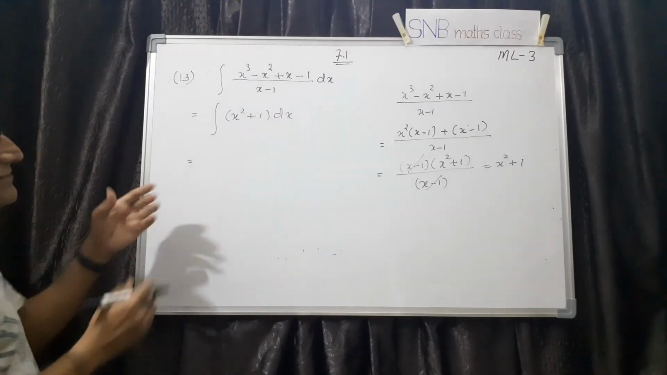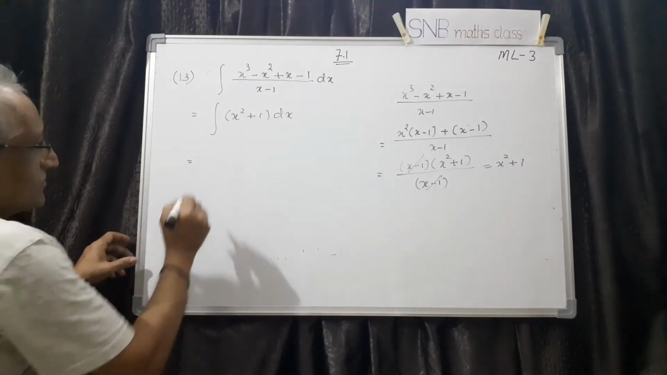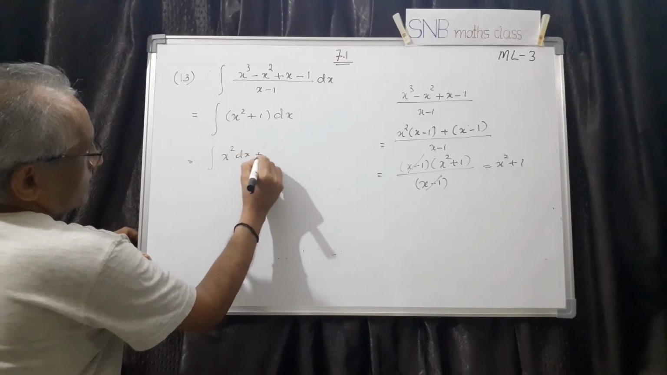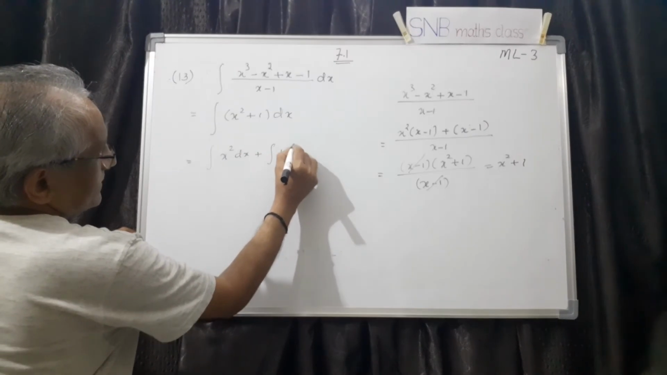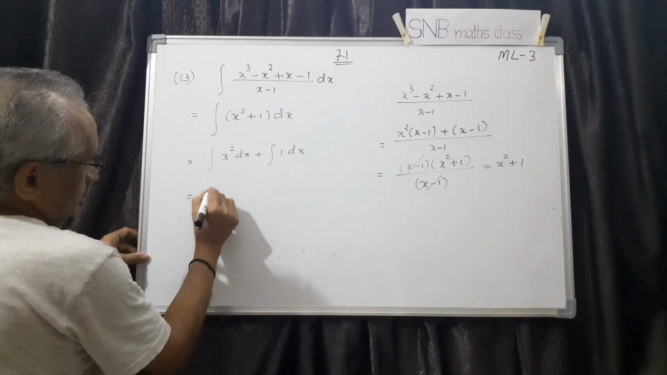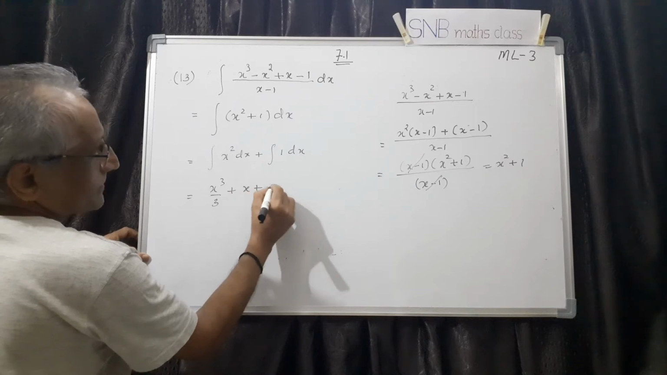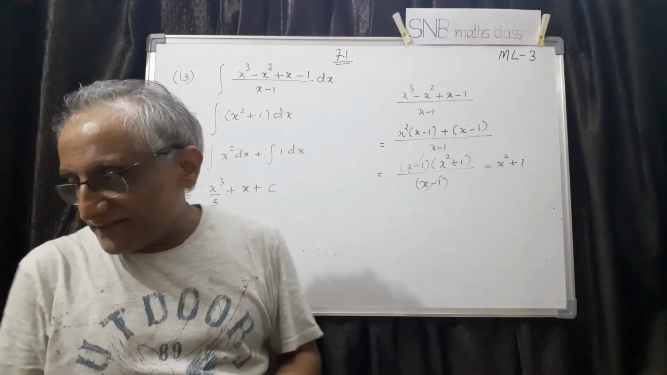So this we know, we can use the addition rule. So integration of x square dx plus integration of 1 dx. So this is x cube by 3 plus x plus c. So this is very important.